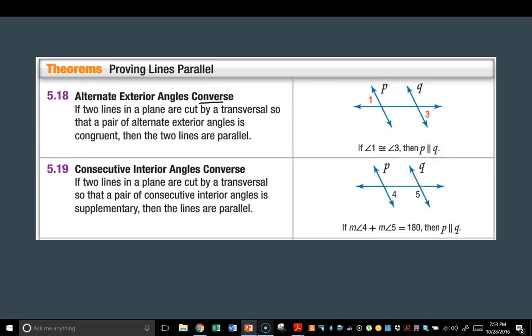Consecutive interior angles converse. If two lines in a plane are cut by a transversal so that a pair of consecutive interior angles is supplementary, then the lines are parallel. So we have angle 4 and angle 5, which add up to 180 degrees. Because we know they add up to 180 degrees, we know that P and Q are parallel lines.